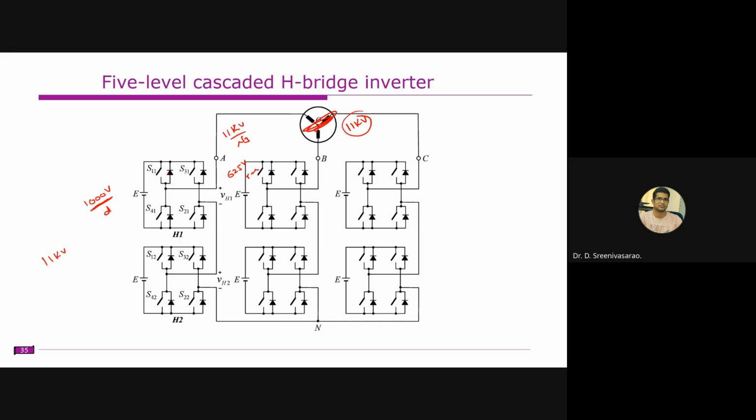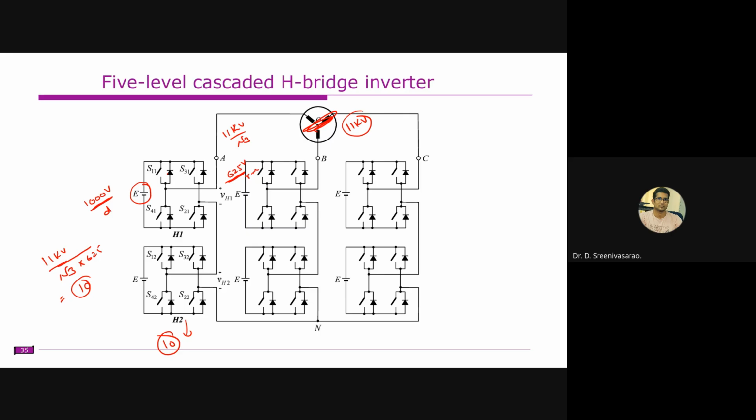It is 11 kV by root 3. Understood. Let us say I select 625. Accordingly you can adjust this one. If you calculate it, that is 11 kV divided by root 3 divided by 625, which is around 10. That means you need to connect 10 H bridges in cascade, each of 1000 volts, generating 625 volts. So that will be almost equal to an 11 kV system, and you can integrate to an 11 kV system.